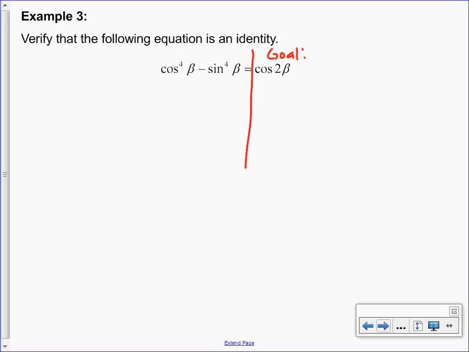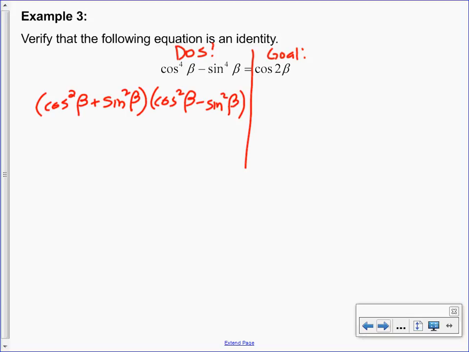Alright. Does anyone see the difference? Right? This line is a difference of squares. So it could be cosine squared beta plus sine squared beta, and then cosine squared beta minus sine squared beta. True? What's cosine squared plus sine squared? And what's cosine squared minus sine squared? Cosine 2 beta, when you multiply it together, you get that.